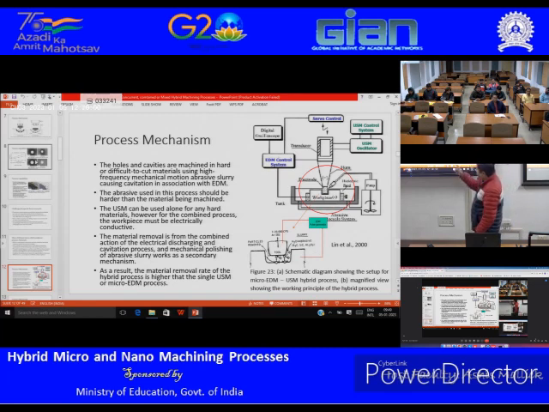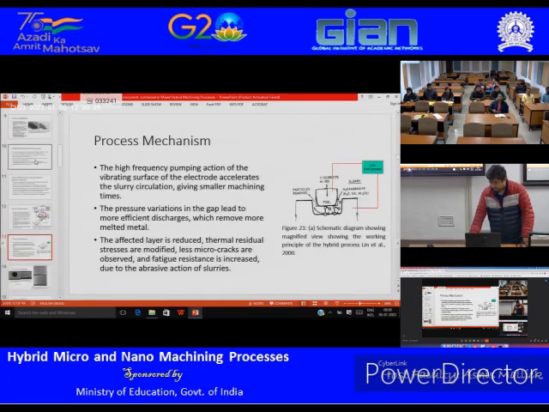So as I mentioned, the material removal is a combined action of electrical discharging and cavitation process, and mechanical polishing by abrasive slurry is also a third, secondary mechanism taking place here. So this is a real hybrid process. You see several physical principles or energy sources working simultaneously. Okay, so this is the real hybrid process.